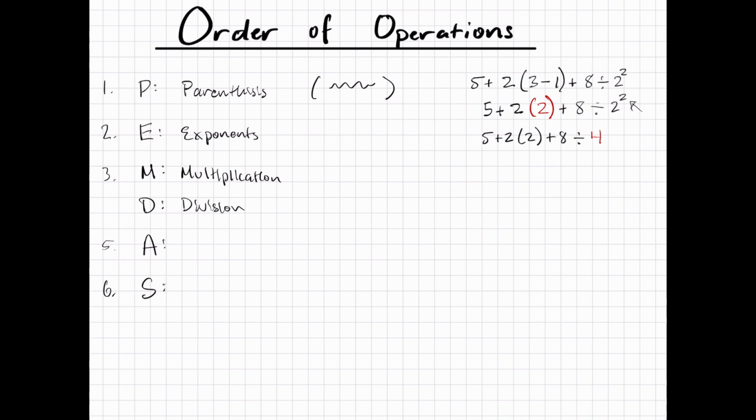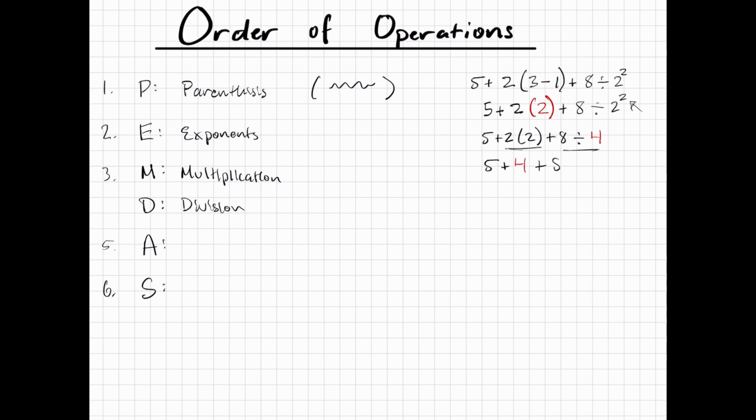Well, our example has 2 times 2. This is multiplication, right? So we do 2 times 2 first. That's on the left side of the 8 divided by 4. So those are an example of multiplication and division. So we'll do the multiplication first. We'll get 5 plus, what's 2 times 2? Well, it's 4, okay? And that would be our first step, right?